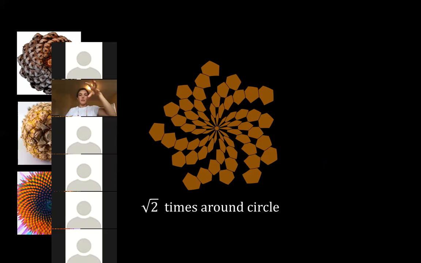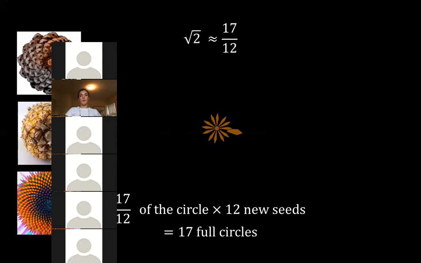Things are starting to curve and kind of fill out the whole pine cone, but there are still a lot of gaps, and you can see these nice tidy lines going around with lots of space in between. So the square root of 2 is better, but still not great. And that's because the square root of 2 is very close to 17 twelfths. So it's very close to a fraction, so that once we've gone 12 times around the circle, we're almost at exactly 17 times around the circle.